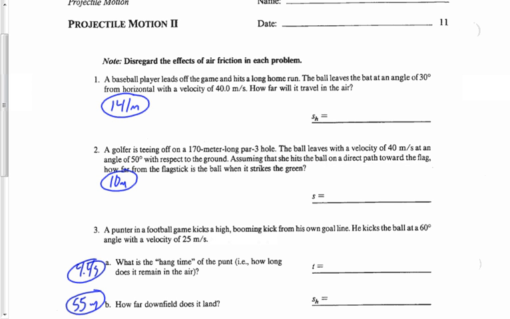Okay. 2 says a golfer is teeing off on a 170-meter long par 3 hole. The ball leaves with a velocity of 40 meters per second and an angle of 50 degrees with respect to the ground. Assuming that she hits the ball on the direct path toward the flag, how far from the flagstick is the ball when it strikes the ground? This is a good question because it's kind of a recipe-based question, like most projectile motion questions are, but then we have to think a little bit at the end. We get a number here, and it's not the answer that we want. So we got to figure out at that point what we have to do to get the answer that we want.